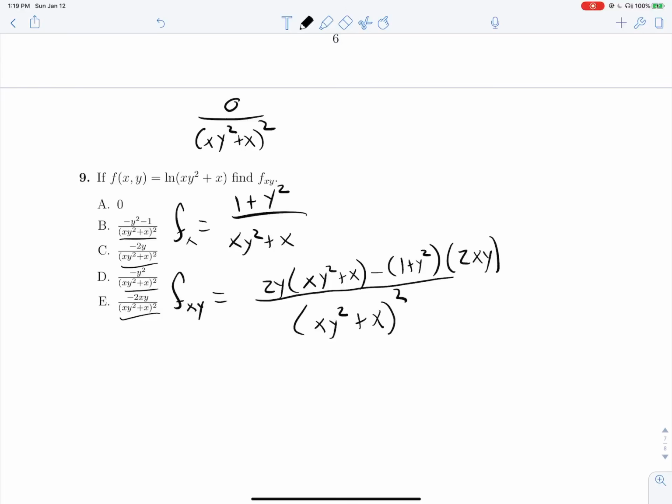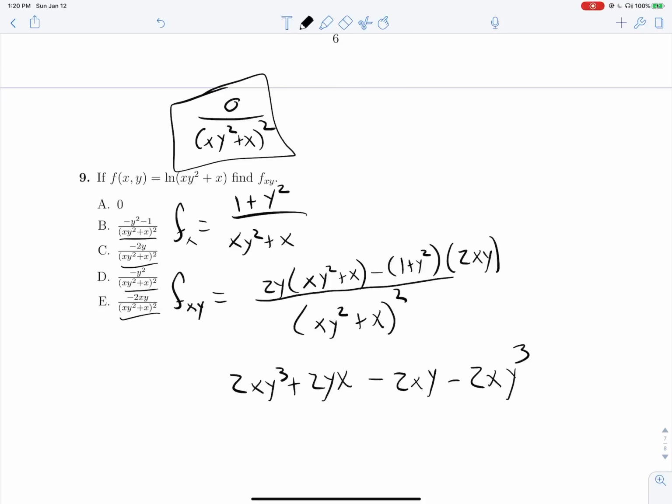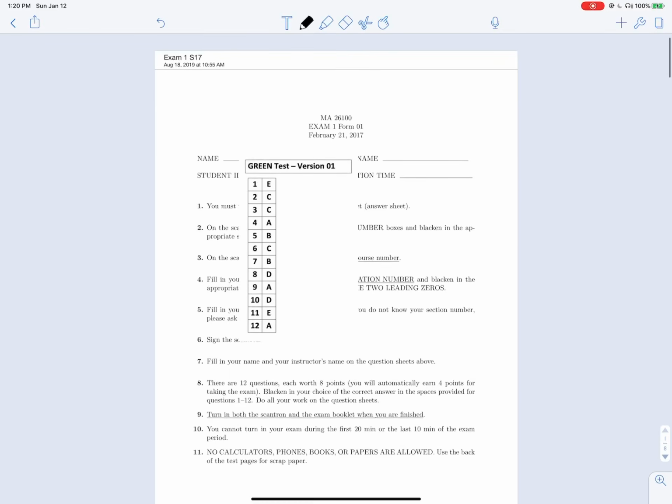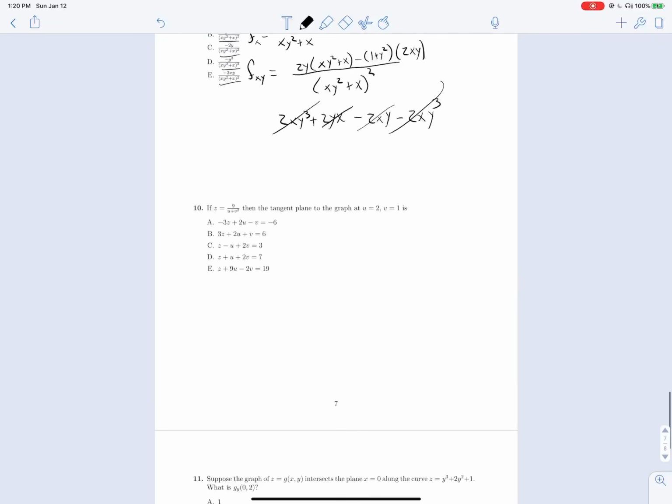So let's take this numerator out and look at what it expands to. This will be 2xy cubed plus 2yx minus 2xy minus 2xy cubed. Okay, and in fact, this is true because these are going to cancel, and we will be left with 0 over all of that. So let's make sure that 9 is A, which it is.